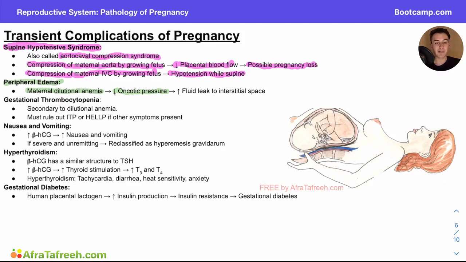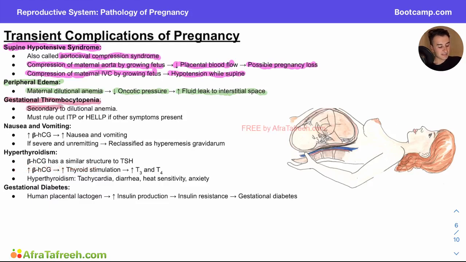And remember, oncotic pressure pulls fluid back into the vasculature. And so if we have a reduced oncotic pressure, fluid is going to leak out into the interstitial space, and this is going to present as edema in the pregnant person. Moving on now, let's talk about gestational thrombocytopenia, and this is a very similar thing going on here. We have this dilutional effect from volume expansion, and this is going to reflect with relatively low platelet counts because the concentration of platelets in our blood samples is going to be low.